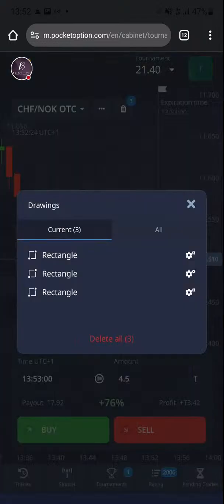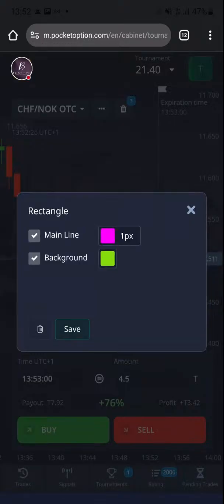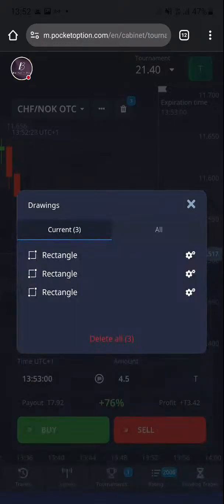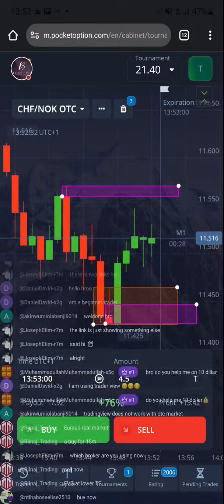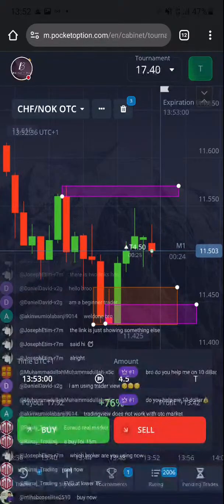Then let me mark this upper one too as a lower time frame entry. Okay, fine. I should buy now. Okay, fine. Let's buy. Somebody said we should buy now.